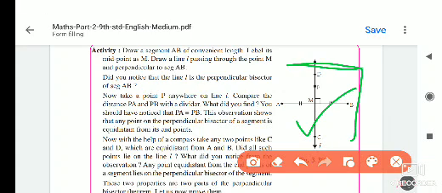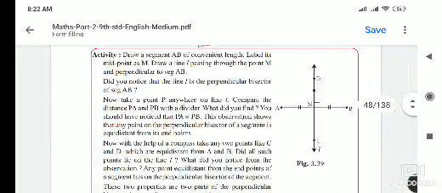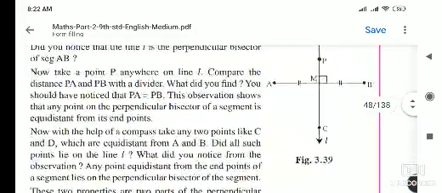So all of you do this activity at home. I taught you how to draw the perpendicular bisector for a segment. First of all, you have to draw the segment AB.